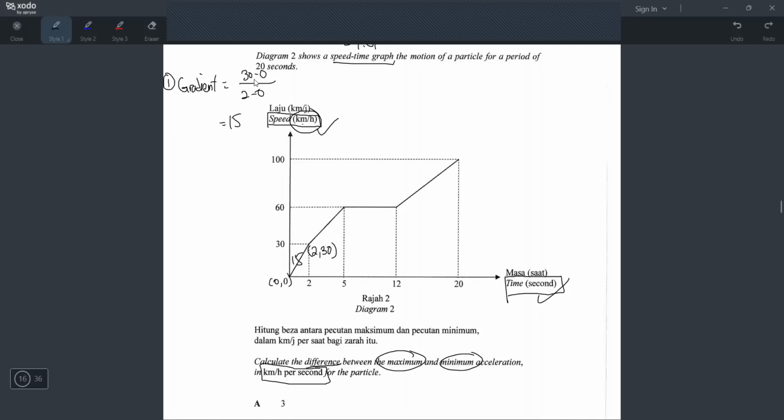Because 30 minus 0, this unit is in kilometer per hour, and 2 minus 0, this unit is in second. That's why when you divide them, the unit will come out as kilometer per hour per second. Right? And that's what they want. They want it in this unit.